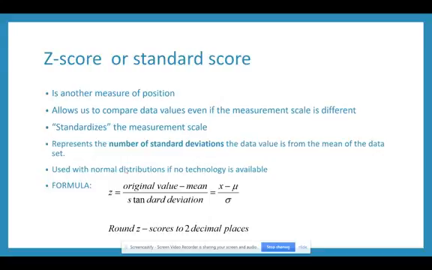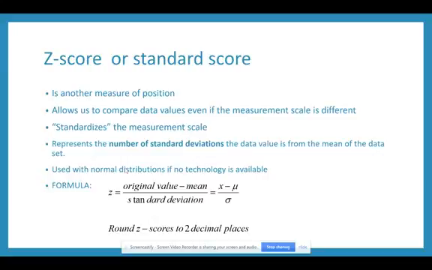of what's going on. The formula for the Z-score is you take your original data value X, subtract the mean, get an answer, and then divide by the standard deviation. And we always round Z-scores to 2 places. That's a carryover from pre-technology days.